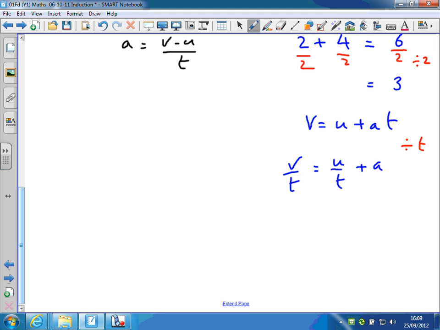Right. The T's gone from that. That's what we wanted, isn't it? But I've got to divide every term by T. Now I subtract both sides. I subtract U over T from both sides. So I get V over T minus U over T equals A.